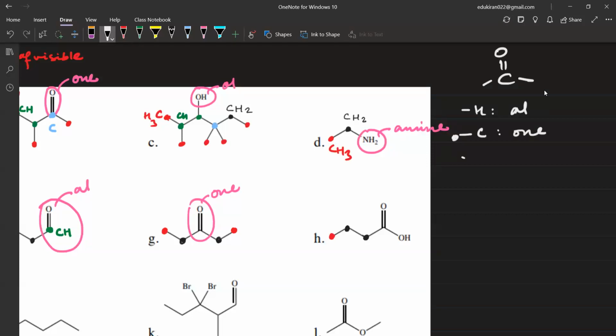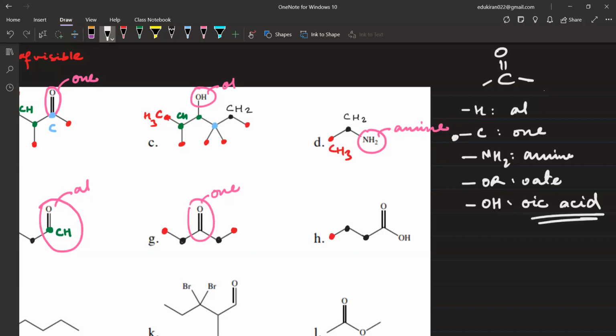If both the sides you are having carbon atoms attached to the carbonyl, then this is going to be one, a ketone. If this carbonyl carbon, C double bond O, is attached to NH2, then you are going to have amide. If you have OR, it is going to be ester. If you have, let us suppose OH, as in this case, then you are going to have oic acid, that means carboxylic acid. Is this clear?